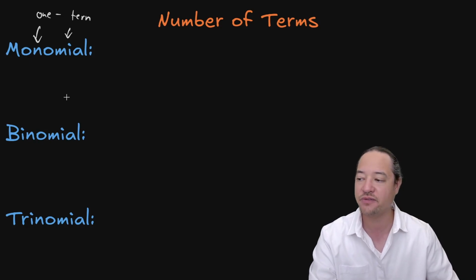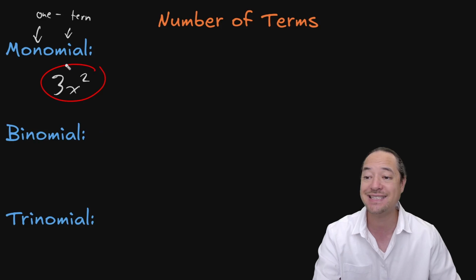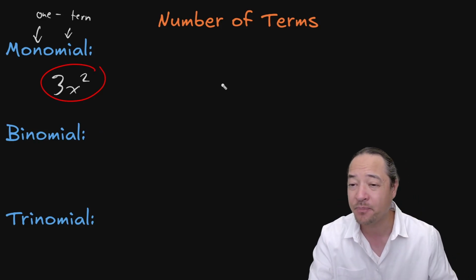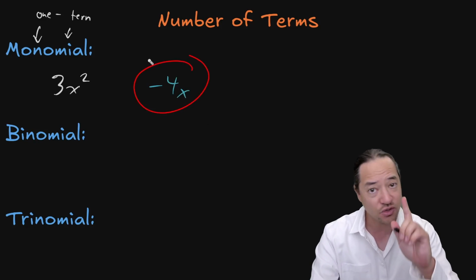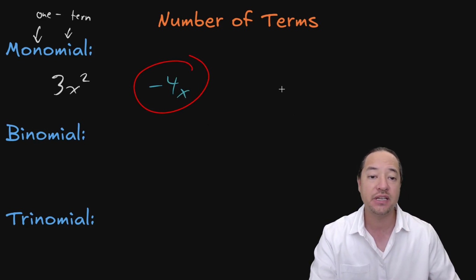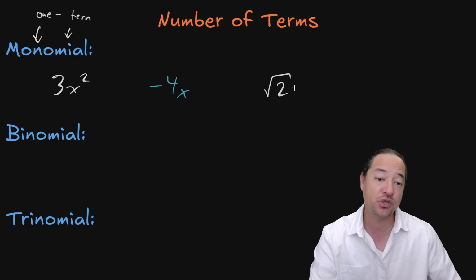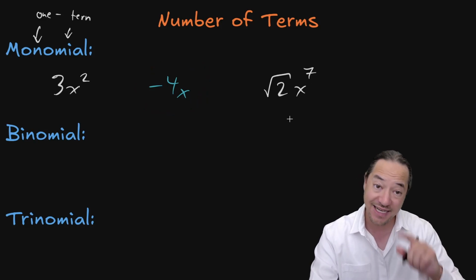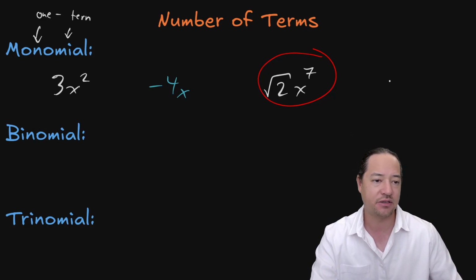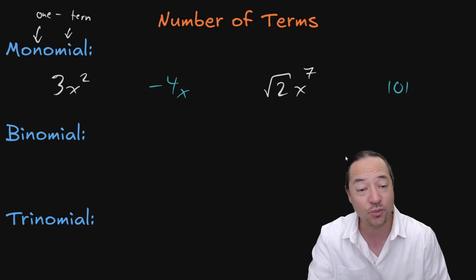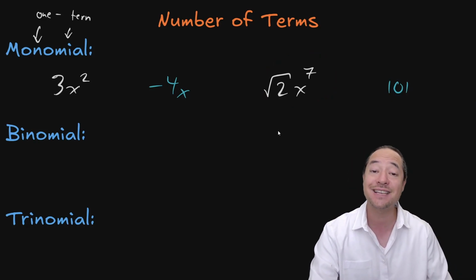Let me show you an example here. An example might be 3x squared. Okay, so this is just by itself, that's just one term. You might have another one. How about minus 4x? That by itself is just one term. You could even have something like the square root of 2 times x to the 7th power. Again, all of this is only one term. And you could also have something like, I don't know, 101. This by itself is also only one term. Okay, so these are all examples of monomials.